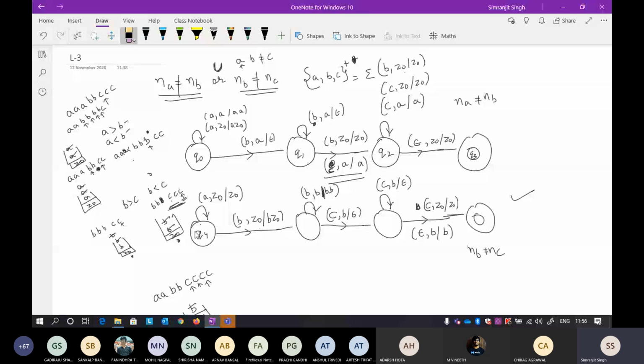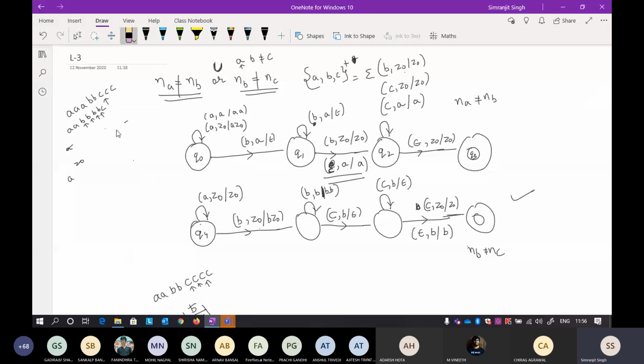Now I have to combine these two automata. So how can I combine them here? If you remember, I've told you the advantages of a null production in NFA, that it is very specific in combining or taking a union of two different DFAs or NFAs. But now, how can you combine this one?